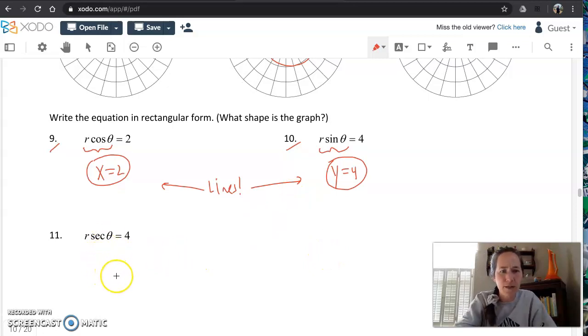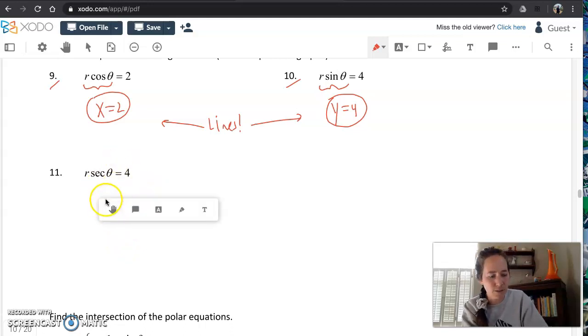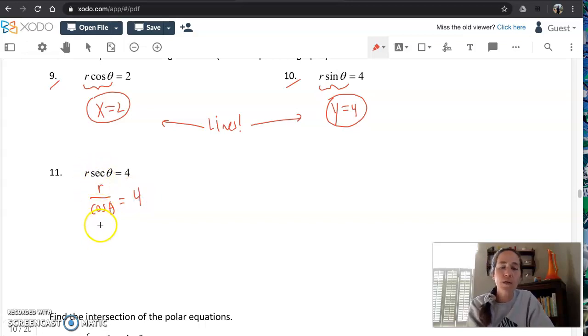11 doesn't look too bad either. We've converted tougher equations than these. What are we going to do to get this in terms of x's and y's? Well, the conversion equations I know of are mostly in terms of the trig functions sine, cosine, and or tangent. So let's rewrite this in terms of sine, cosine, and or tangent, right? Instead of writing secant, we know we can always put a 1 over cosine of theta. Now let's multiply over, right? Get rid of the fraction. r equals 4 cosine of theta.